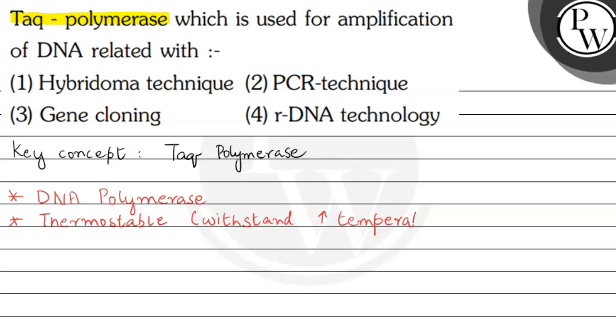Now, this Taq polymerase is derived from a bacteria which is known as Thermus aquaticus. Thermus aquaticus is a bacteria which is found in very high temperatures, and therefore this DNA polymerase helps in the synthesis of new nucleic acid strands in the Thermus aquaticus bacteria. So this Taq polymerase enzyme is derived from this bacteria.